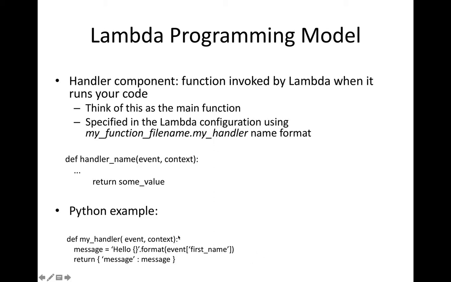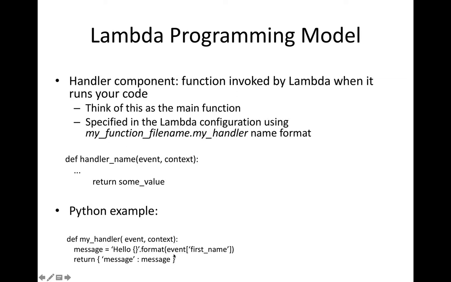And then in my actual function, I'm creating a message, and that message is the string hello, followed by a parameter value that's interpolated, and the value of that parameter is going to be formatted with an attribute within that event object that's being passed in to the handler function. So in this case, we're assuming that there's an attribute called first_name that's being passed in as part of this event object, and we're going to create a string which precedes that value by the word hello. And then we're going to return that message.